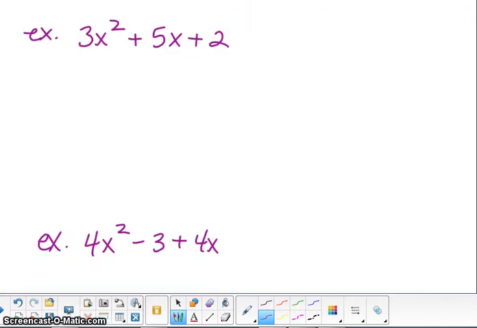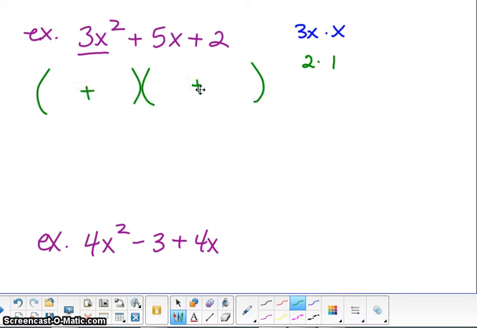Okay, the first one, with 3x squared being the first term, it is nice because 3 is a prime number. The only choices I have for the first spots are 3x times x. Now for the last one, 2 is also a prime number, so my only choices are 2 and 1. And another nice thing about this is since they are both plus in between, I know my answer is going to be plus. So this one is going to be fairly short to do, short steps.